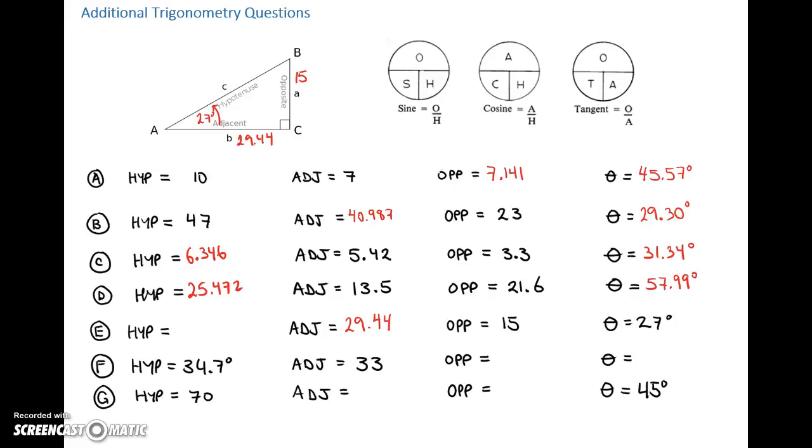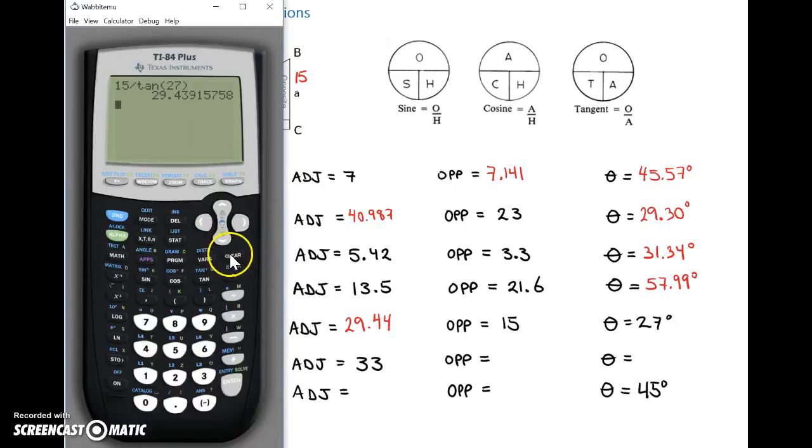Okay, so now we've got those values, 29.44, 15 for the opposite, 27 for the angle. And now we're looking for the hypotenuse. Okay, so what can we use? We've got the angle, we've got the opposite, and we're looking for the hypotenuse. Well, it looks like sine has all of those guys there. So in order to find the hypotenuse, it'll be the opposite divided by the sine of the angle. So opposite is 15 divided by the sine of 27. That gives us 33.04.